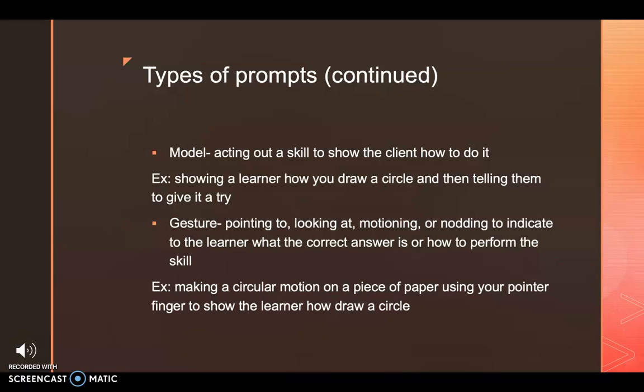The next type of prompt is called a gesture prompt, which involves pointing to, looking at, motioning, or nodding to indicate to the learner what the correct answer is or how to perform the skill. An example of a gesture prompt would be making a circular motion on a piece of paper using your pointer finger to show the learner how to draw a circle.